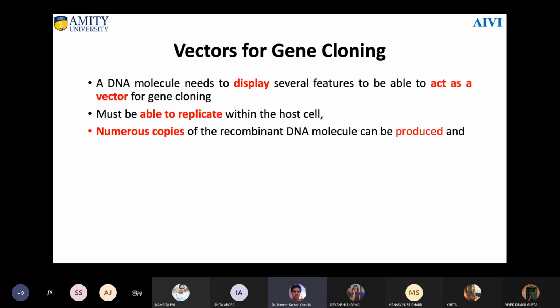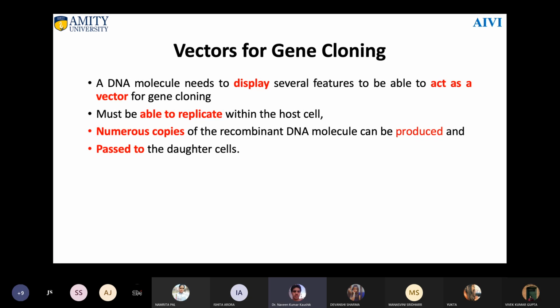Yes, then simply you can say that it should have numerous copies, because our aim is to have multiple copies. Cloning simply means having copies of it. So if within a cell, within a host, you have numerous copies, then you don't need a large number of cells to have the desired copy of your gene or your DNA. So this is the second property.